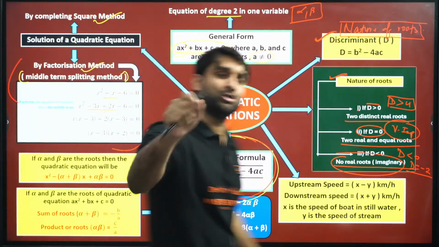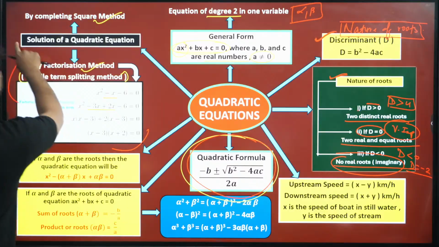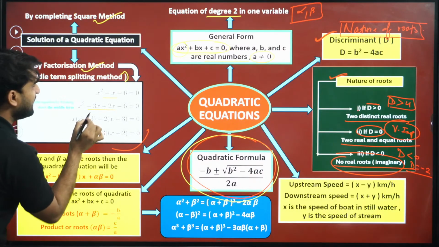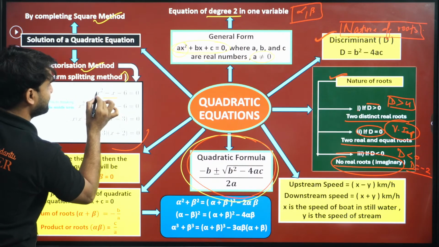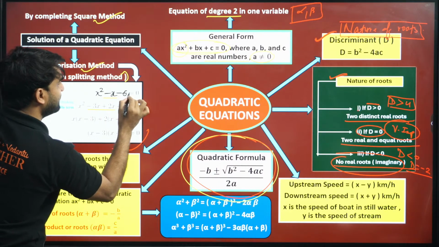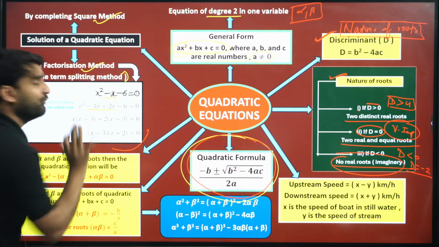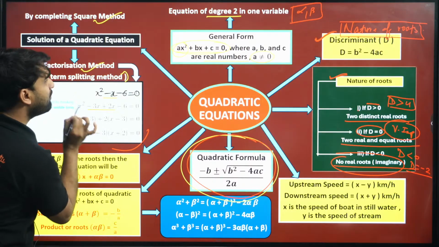So I am giving you a short overview. Listen, I hope this is visible to you guys. Let me use black color for you. So basically, here is a quadratic equation: x square minus x minus 6 equals 0. How can you use the middle term splitting method here to find the roots of the quadratic equation? Let me show you.